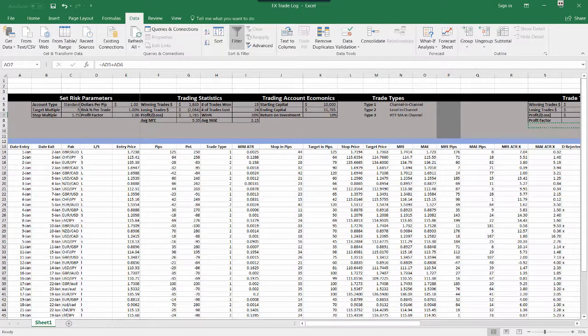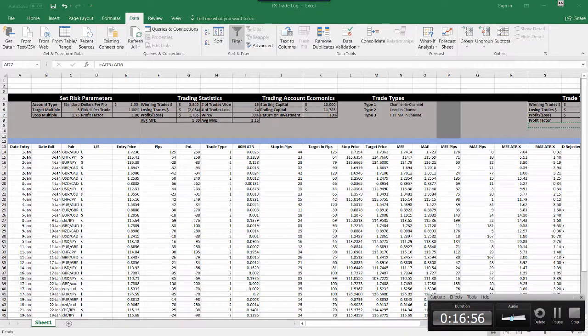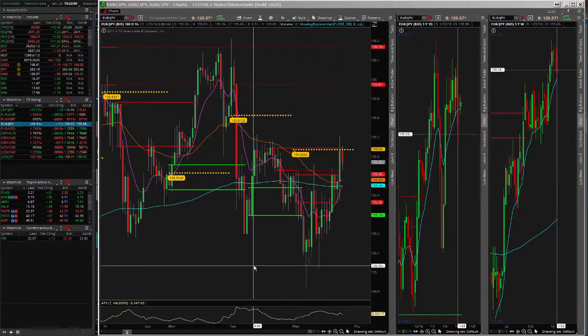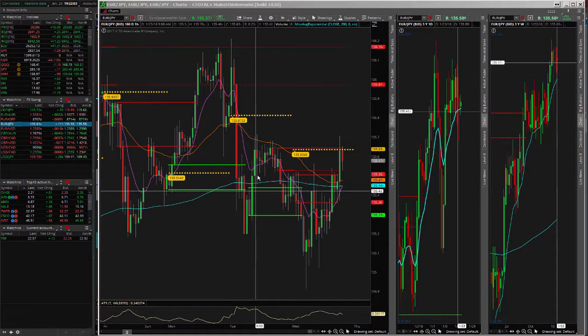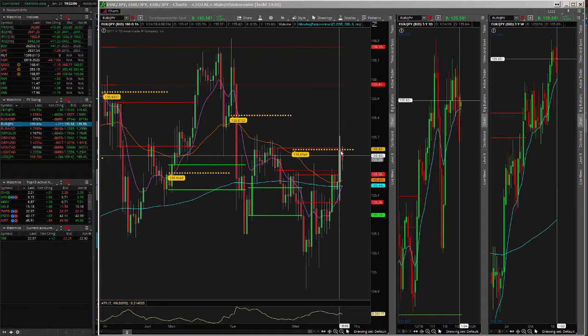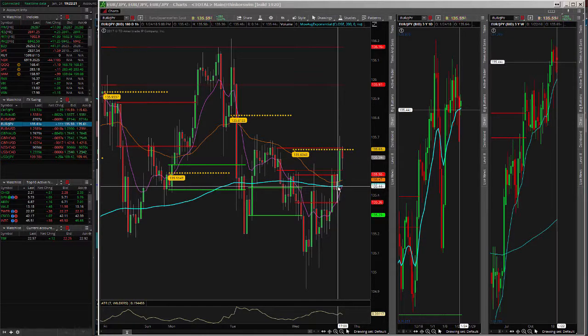Let me do a quick scan of some charts to see if there's anything that's set up today. Alright, guys, I just went through the charts really quickly, and so we have a couple of trades. Here's one that's setting up right now. The entry would be 135.63. The prior bar ATR is 0.194. So this would be a 19. You take 19 times 1.75. That's the stop. And then times 5 for your target.